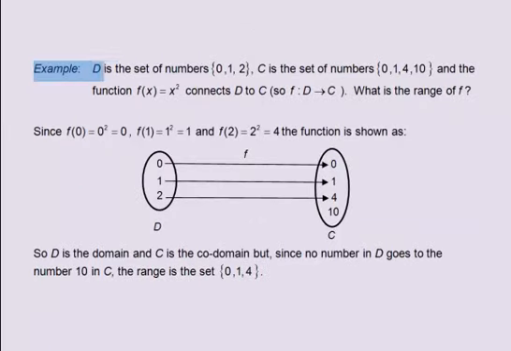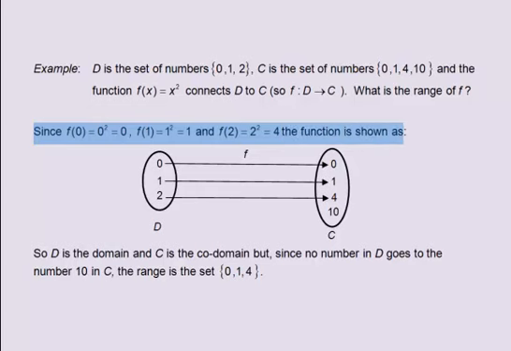Example: D is the set of numbers 0, 1 and 2. C is the set of numbers 0, 1, 4 and 10. And the function f of x equals x squared connects D to C. So f: D → C. What is the range of f? Since f of 0 equals 0 squared, which equals 0, f of 1 equals 1 squared, which equals 1, and f of 2 equals 2 squared, which equals 4, the function is shown as this.